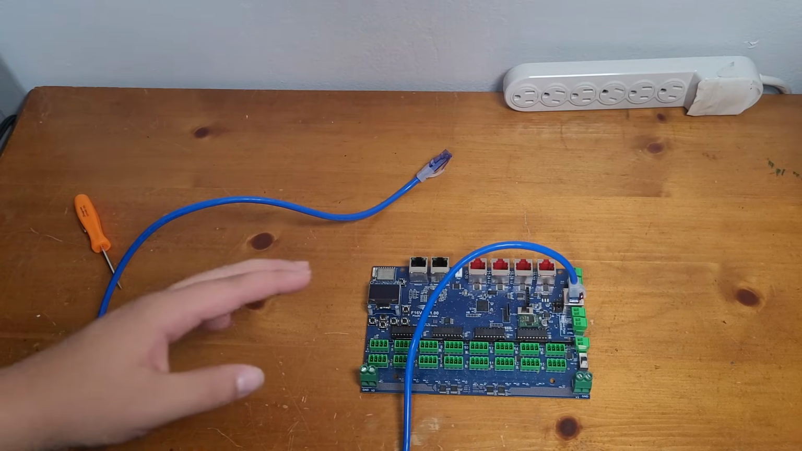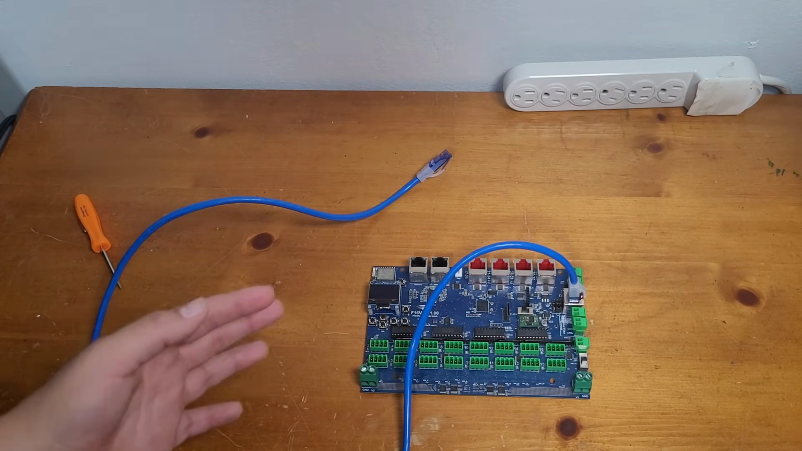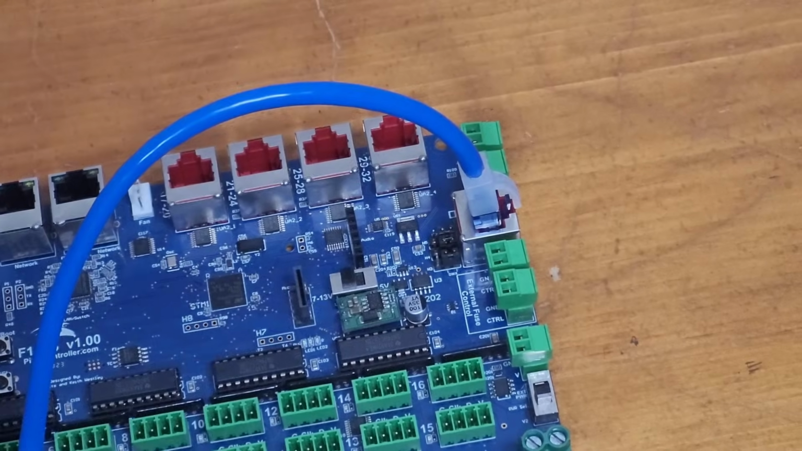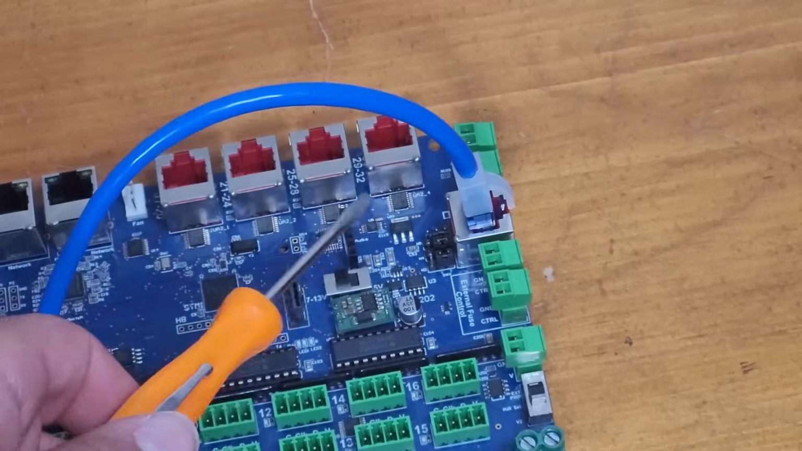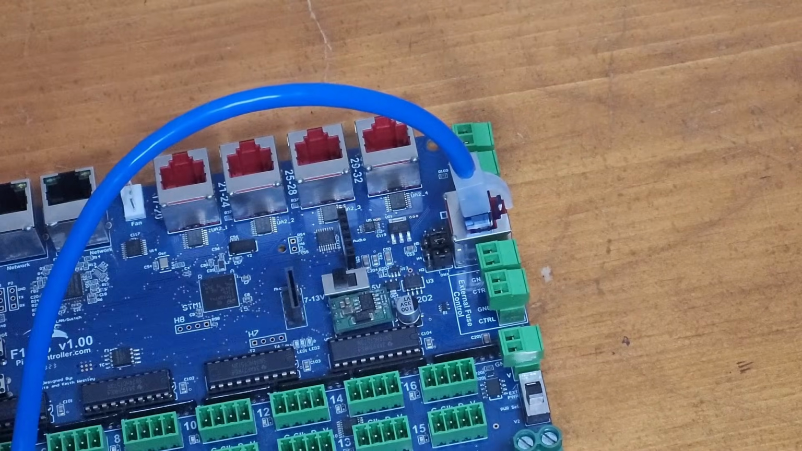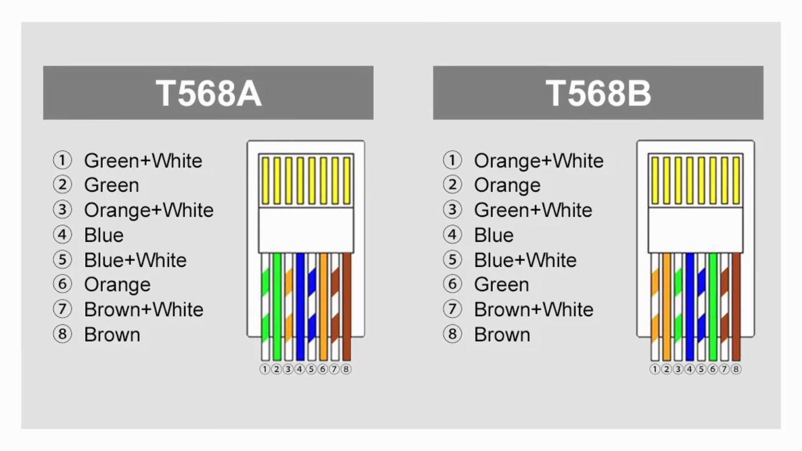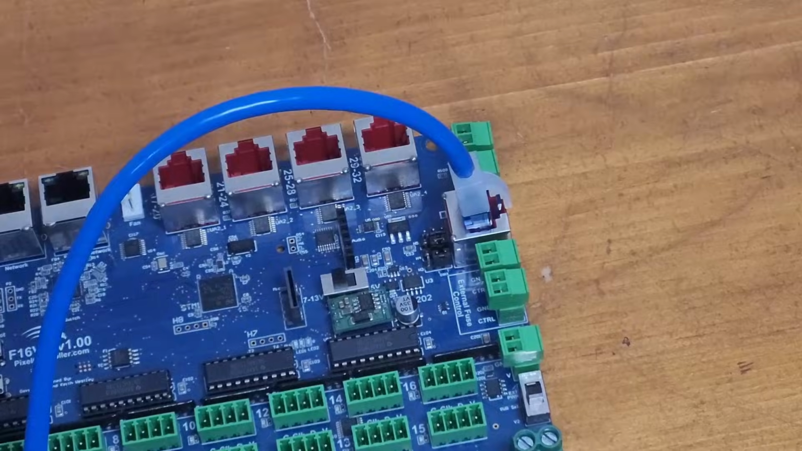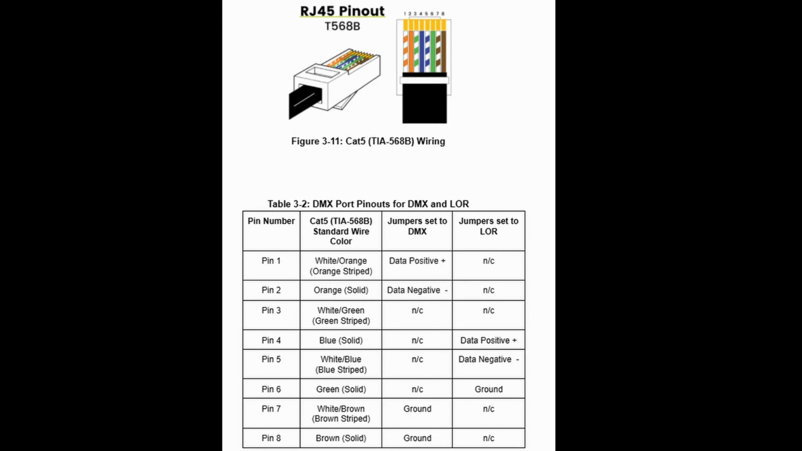Or if you're the DIY type of person, you can make a custom cable, which isn't too difficult to do as long as you know a little bit of soldering. What you'll need to do is see which wires your controller is outputting the DMX signal on in the Ethernet cable, because there's 8 different wires in an Ethernet cable, but for most of these adapters, there's only 3 pins. So if we look in the manual for the F16 V5, we'll see that when the jumpers are set to DMX, the white orange and solid orange wires are the data positive and data negative wires. And then both the brown wires are the ground wires.